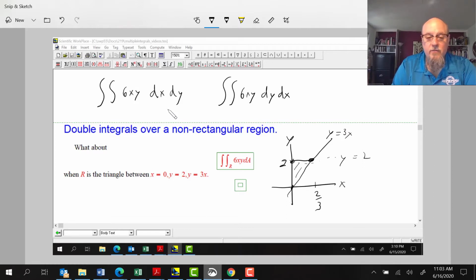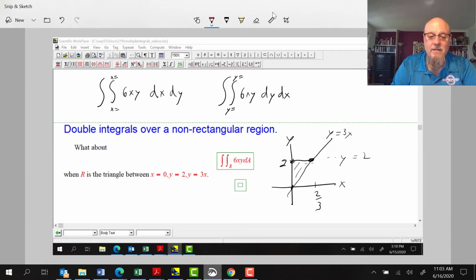Now, if I do x first, then these inner ones are x. If I do y first, then these inner ones are y. And then the outer ones here have to be y, and the outer ones on this one have to be x. And these two integrals have to give me the same number at the end, right? We're essentially getting the volume with this footprint and this 6xy as the roof. So the volume of that shape should be the same. The value of that double integral should be the same. Now, let's see where our differences lie.